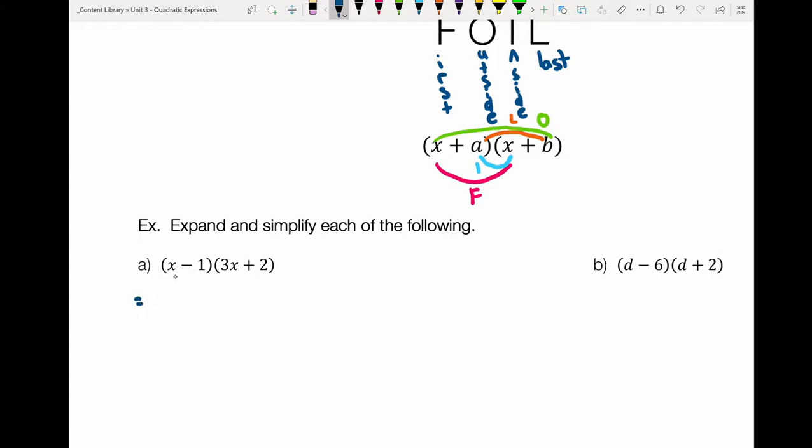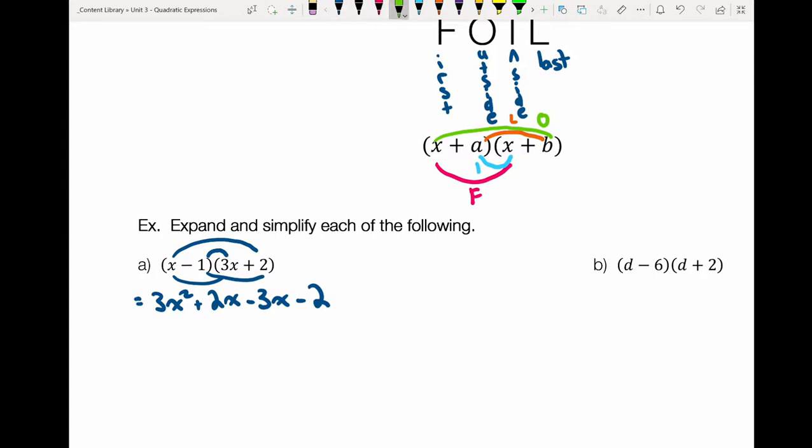So I'm going to follow the FOIL method just to make it a little bit easier. So the first two numbers, x times 3x, becomes 3x squared. Then the outside, so x times 2 is positive 2x. Then I move inside, so -1 times 3x is -3x. And then my last, -1 times 2 is -2. So again, make sure you're looking at the sign in front of each term to determine what sign it is, right? So you're multiplying by a -1, not a positive one.